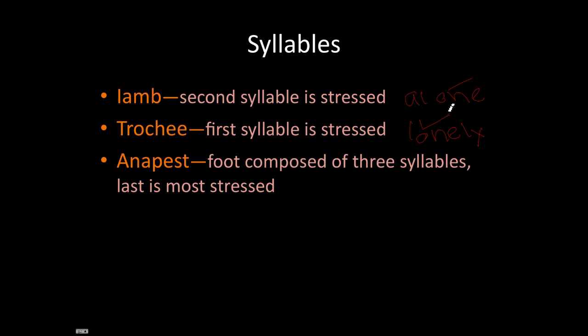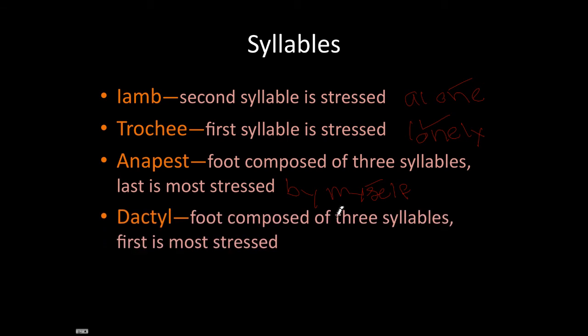Anapest is a foot composed of 3 syllables, where the last is the most stressed. So an example of that would be by myself. A dactyl is a foot composed of 3 syllables, where the first is the most stressed. So an example of that would be poetry.